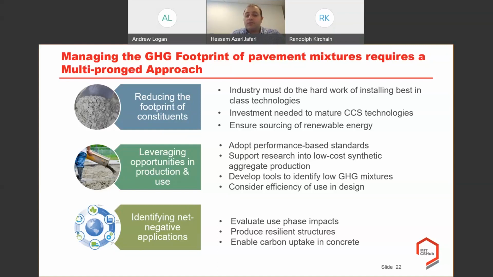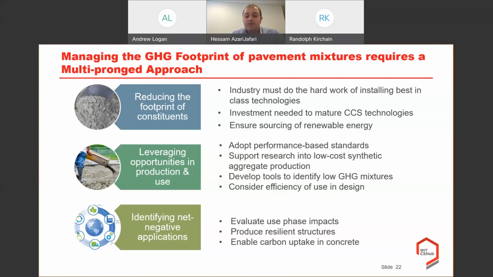And the other important point is low-cost synthetic aggregate production. We definitely need to support research and scale up the industry and the technology and lower the cost as well to achieve carbon neutrality. And if we have different tools to identify low GHG mixtures, it would give us a better opportunity to evaluate the solutions and the implementations that we have, or to design our road systems in a better way based on the historical data and the experiences that we have observed from these data.